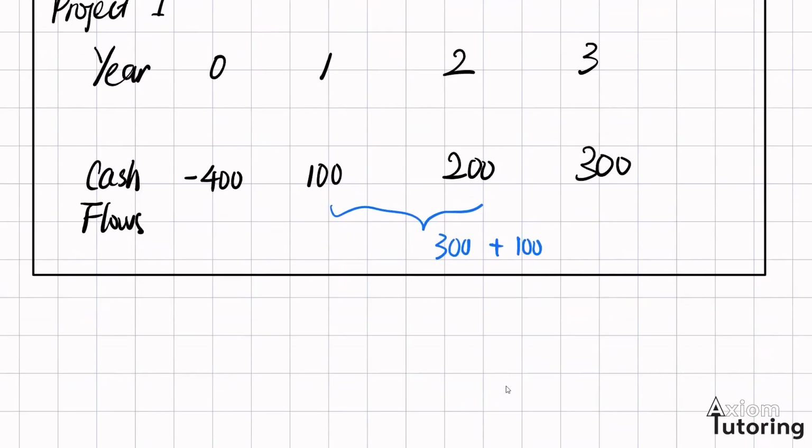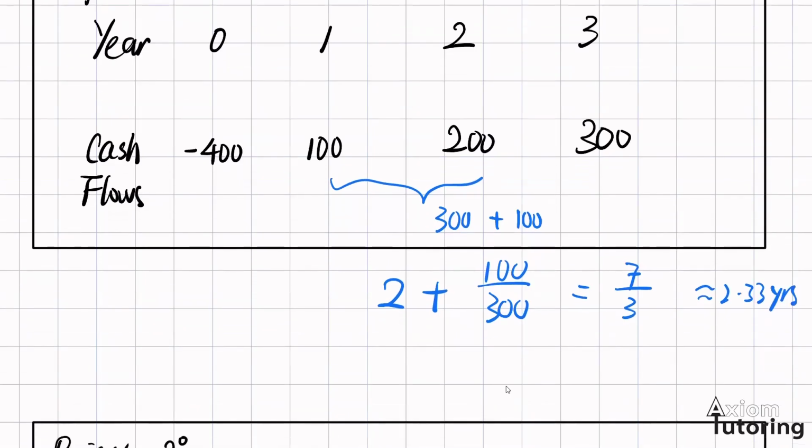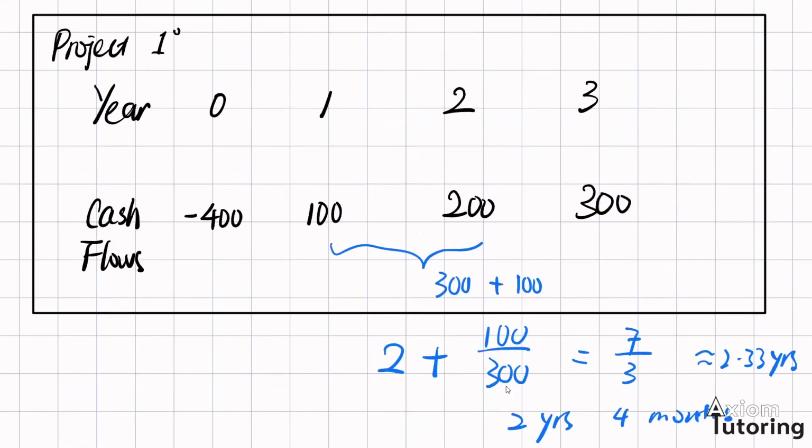So how long does it take for me to receive that 100 out of that 300? We're going to assume that all the payments are linear, which is to say the payments are evenly spread out throughout the year. So how many years do I need? I need the first 2 years, which is 2 here, plus that 100 over 300. That should give me 7 over 3, or 2.33 years. Or if you would like to put it in months, that will be 2 years and 4 months. And that's the payback period for this project.